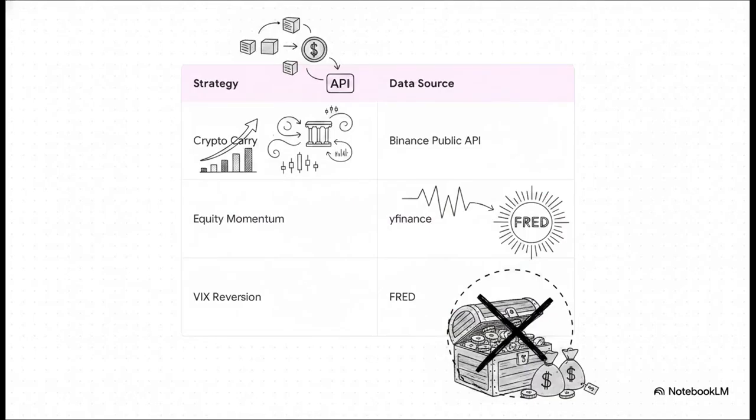A major architectural advantage to point out here is that all three of these strategies rely entirely on free data sources, rather than those expensive paid feeds. The crypto strategy taps into the Binance Public API, Equity Momentum uses the incredibly popular yfinance library, and the VIX reversion strategy pulls directly from FRED, the Federal Reserve Economic Data. This is huge. It means you can run and modify these high-level frameworks without paying thousands of dollars a month just for the right to access the data.